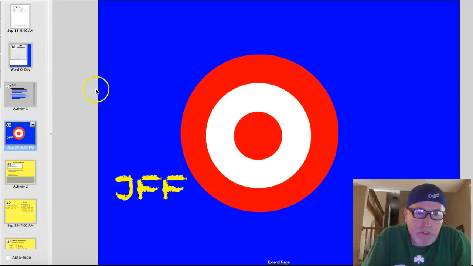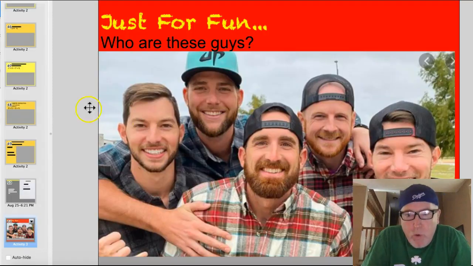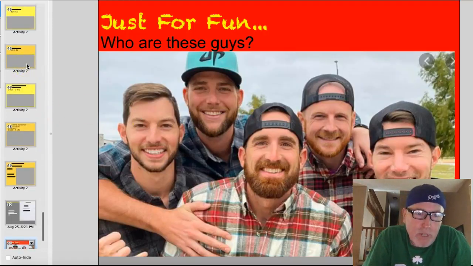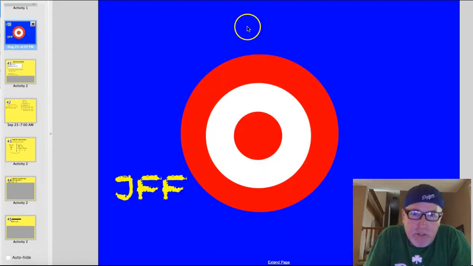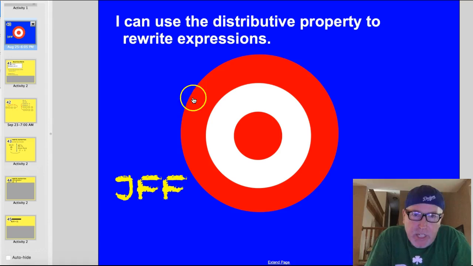Tonight we're going to be working with the distributive property. Before we do that, let's get going with our trivia question of the day. Who are these guys? Fun group of guys. I'll give you the answer to that tonight after our instruction. Officially tonight our target is: I can use the distributive property to rewrite expressions.